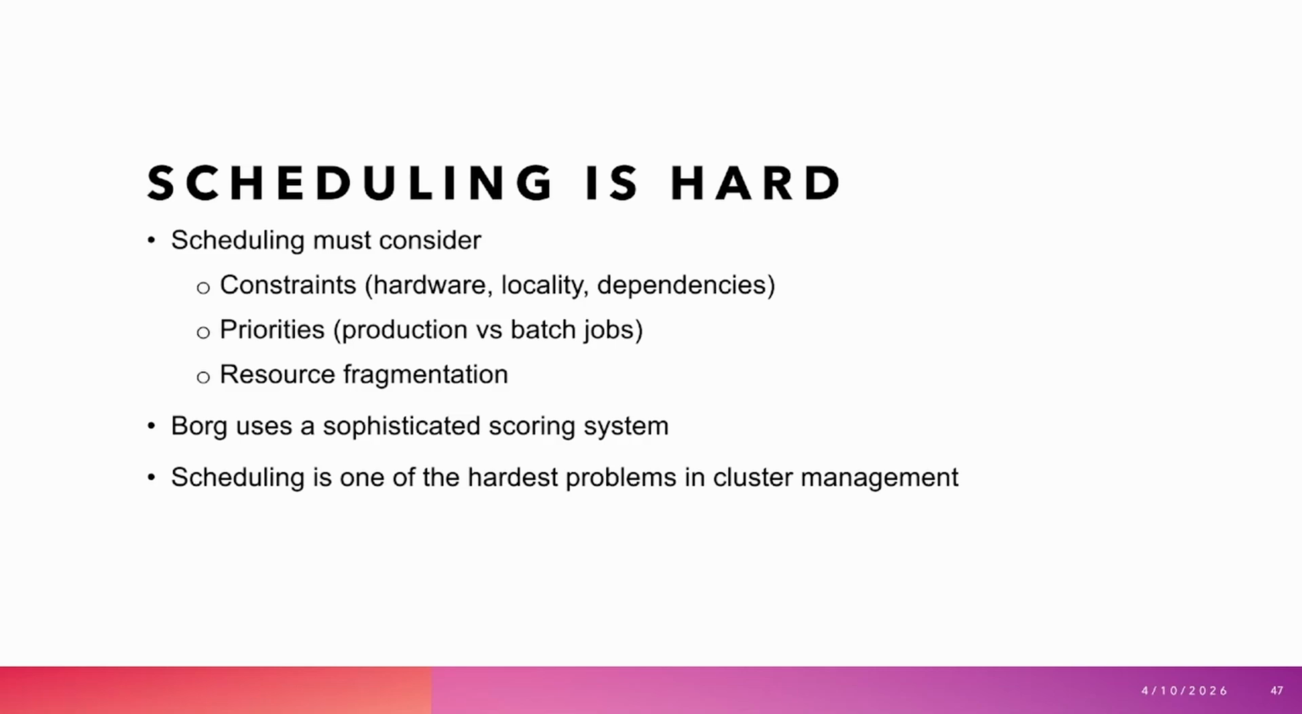Another challenge is resource fragmentation. Even if there are enough total resources available in the cluster, they might be spread across machines in a way that makes it very difficult to place a task that requires a specific combination of those resources. Because of all these factors, scheduling becomes an ongoing optimization problem rather than a one-time decision. The system has to continuously evaluate the state of the cluster and make adjustments as workloads change, tasks complete, or new tasks are submitted.